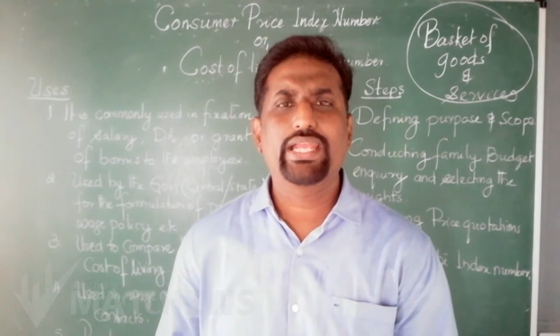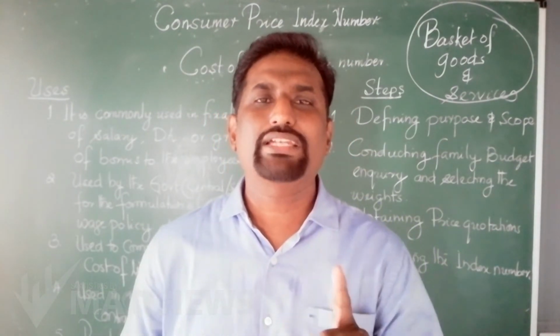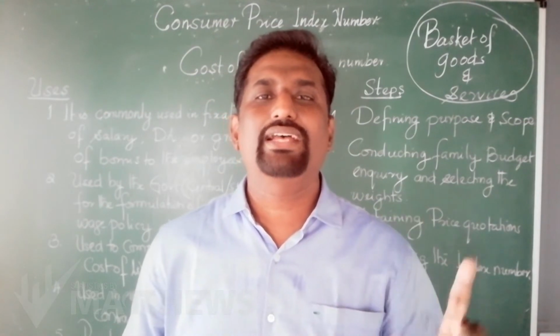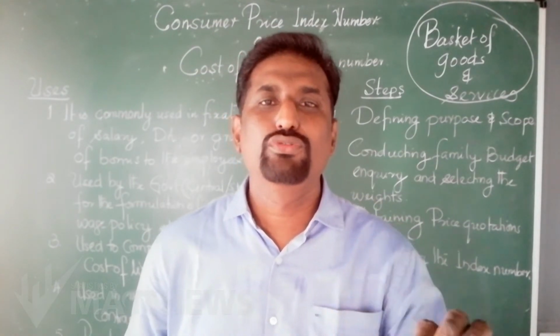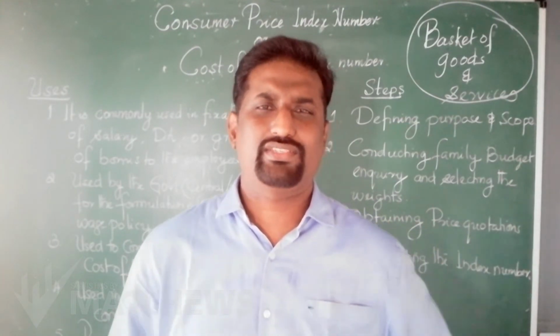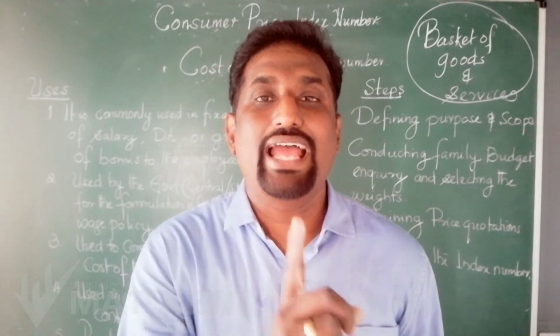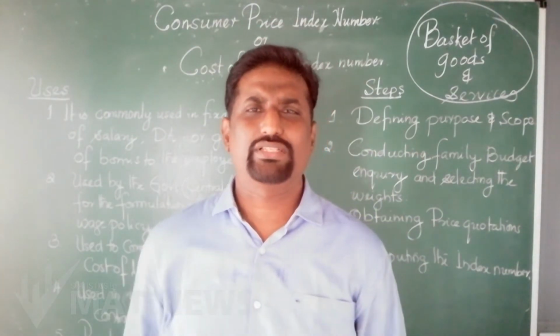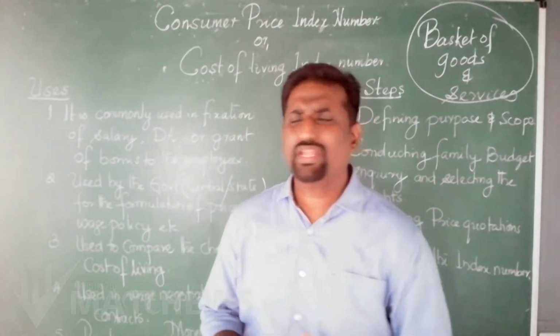So I'll tell you once again the definition. Cost of living index number is the cost met by a specified class of consumers in buying a basket of goods and services. Is that clear? In buying a basket of goods and services, students. Okay, right. Now what are the uses of these, students?